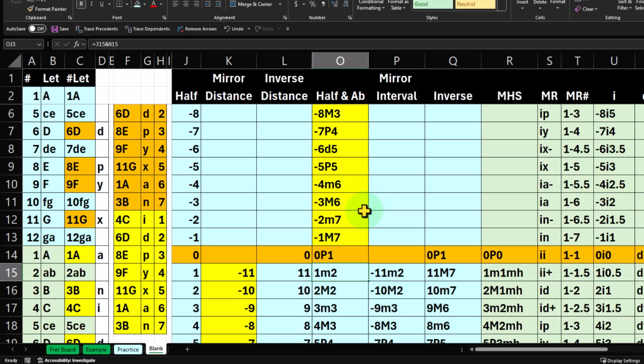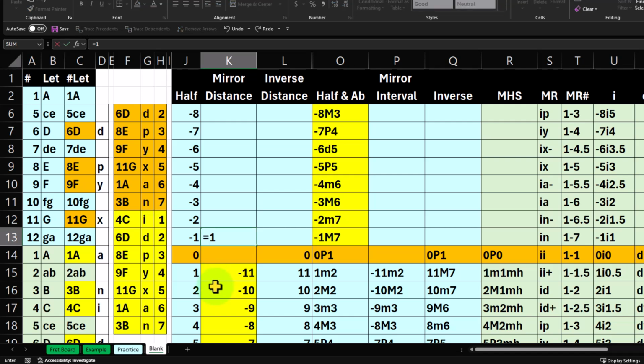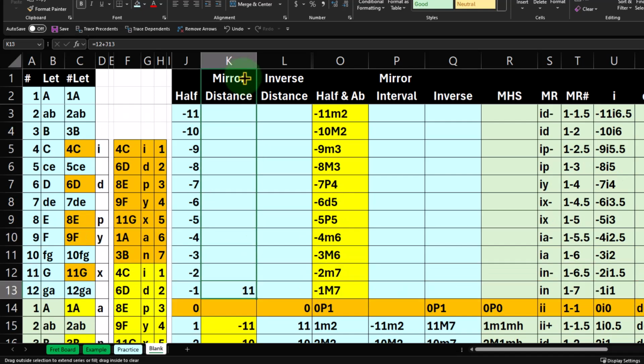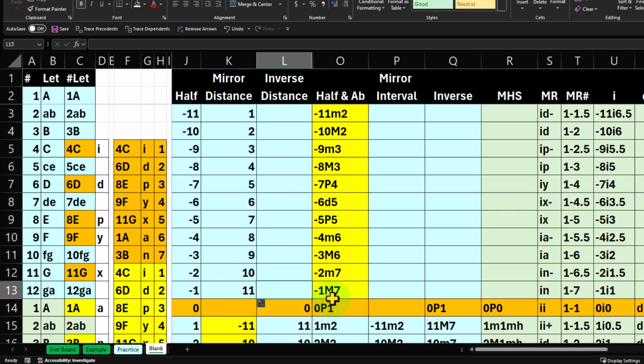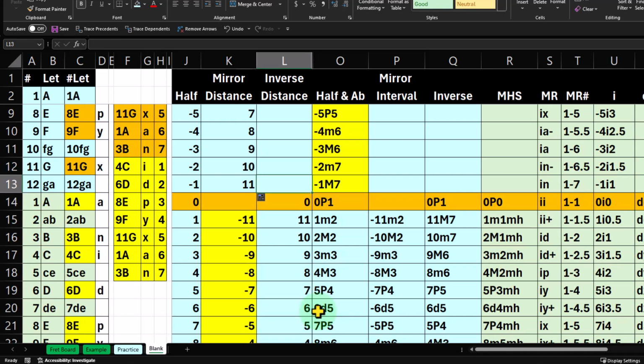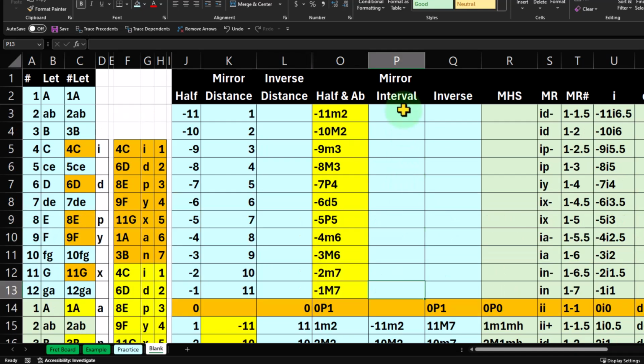Now we could do the same thing up here as well. If I go -1, what's going to be the inverse distance? Well, it's going to be equal to 12 plus this negative 11. So that's going to be the mirror inverse. I'm going to copy this up then, just to complete the table. And then I'm going to pull this over here and say the mirror inverse.